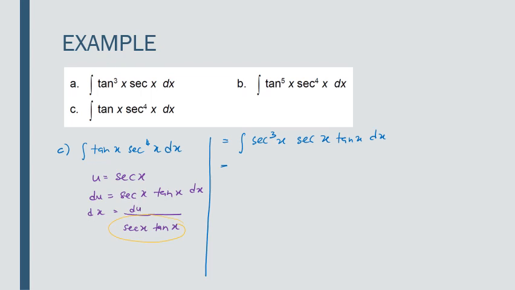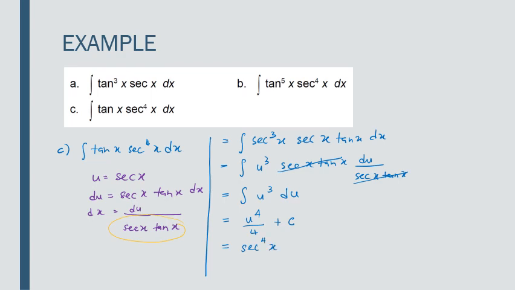Then what do we do? We do the u substitution as before, so u is secant power of 3. So secant x tangent x dx, so what is dx? du over secant x tangent x. Okay, so we eliminate secant tangent, so that we integrate u power of 3 du. So the answer is u power of 4 over 4 plus c. Substitute back the u, so secant power of 4 x over 4 plus c. So this is our answer.